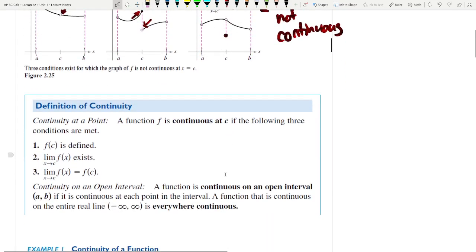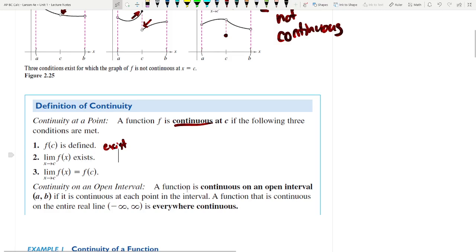So those are the three things. The three things for a function being continuous: the function has to be defined. f of C must exist. Your limit as x approaches C of f of x also must exist. And finally, your numbers have to be the same. The limit as x approaches C of f of x needs to be the same as what f is evaluated at C. If you have all three of these conditions met, then you have continuity.